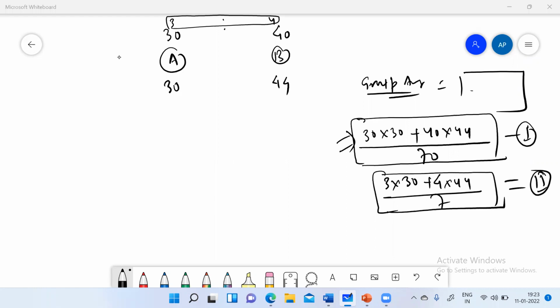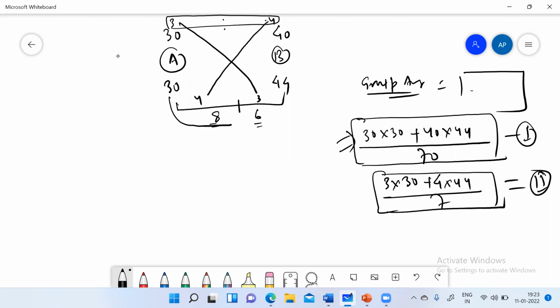I also told you there is a trick way to divide the gap into the same ratio. In what ratio? We will divide the gap in 4:3. And what is the gap here? 14. So how do you divide that? Divided in 7 parts, 4 into 2 is 8 and 3 into 2 is 6. So you can get the average either by adding 8 to 30 or by subtracting 6 from 44, which will be the same value.